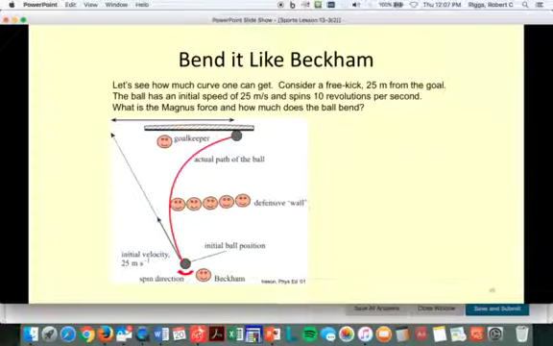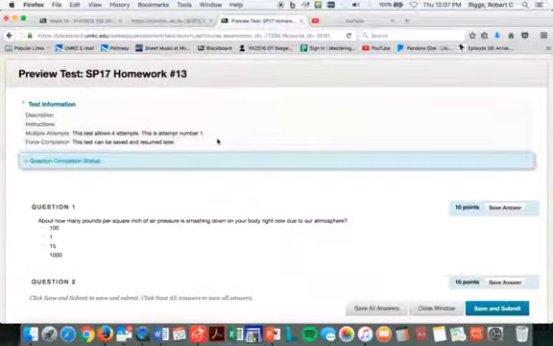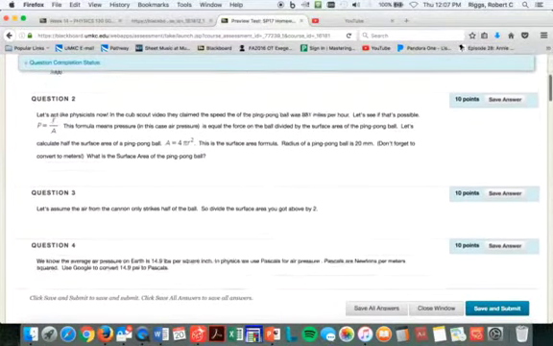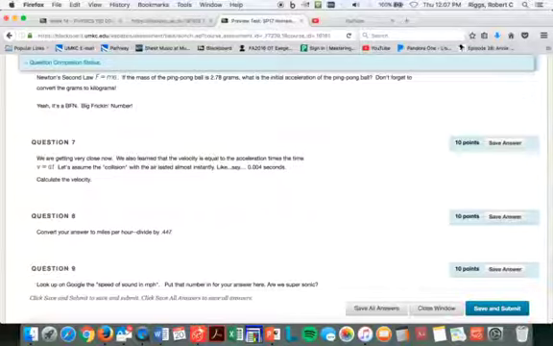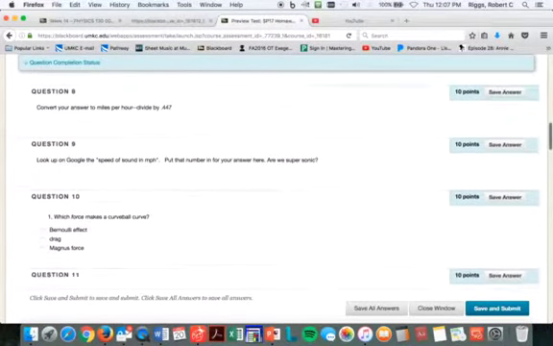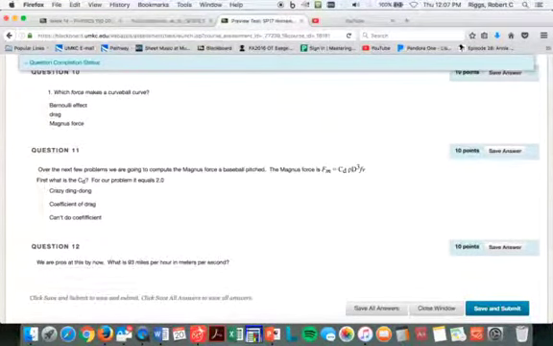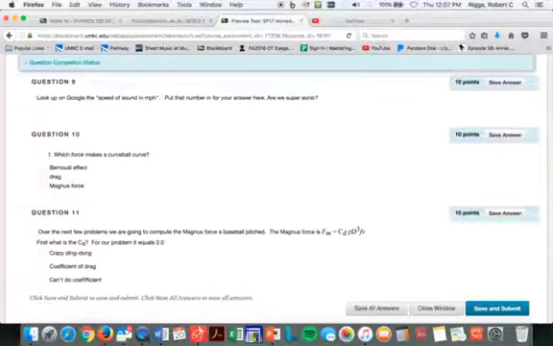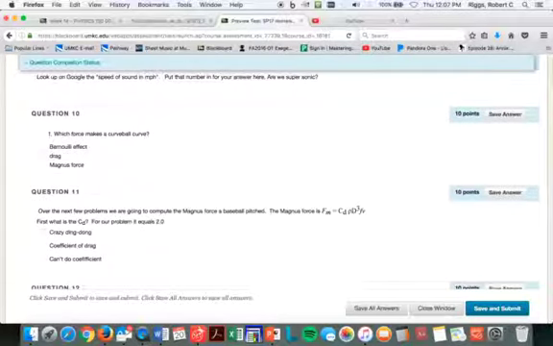So let's take a look at the actual homework some more. We'll go through this real quick. So we already did that one. We did that one earlier. Okay, now here's the Magnus force question: which force makes a curveball curve? Well, we just talked about it. It's not drag so much, it's the Magnus force, which is created by the drag. Okay, because drag itself is not a force.